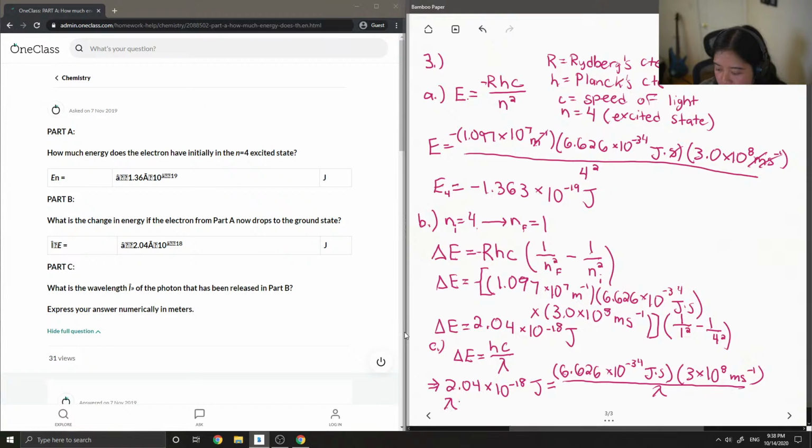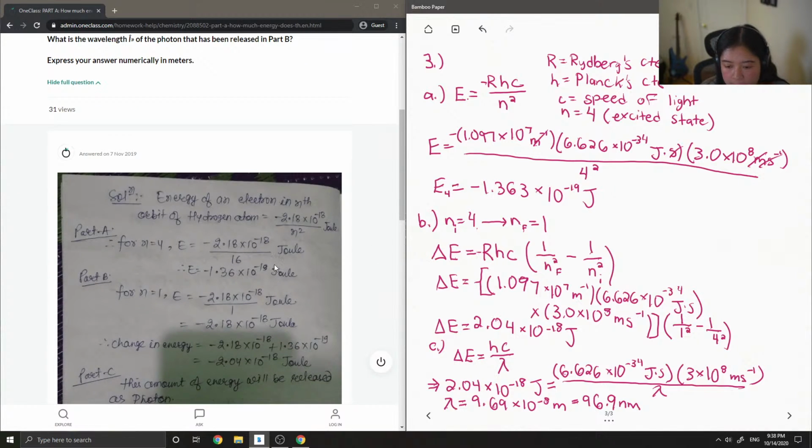You fit it at the bottom here. Lambda ends up being 9.69 times 10 to the negative 8. The question asks to express your answers in meters, but I'm still going to write this down in nanometers. So this would be 96.9 nanometers. So this is the wavelength of the photon that will be released.